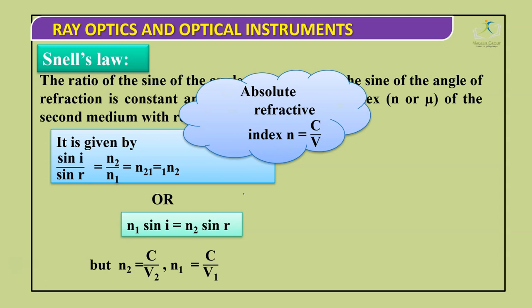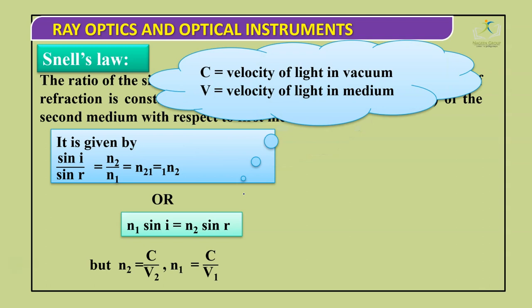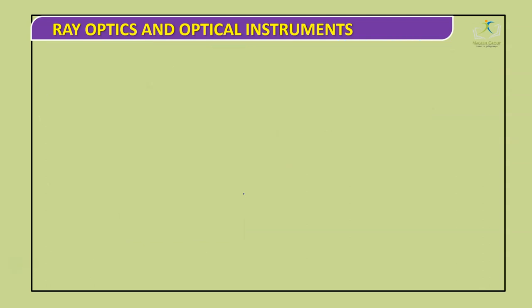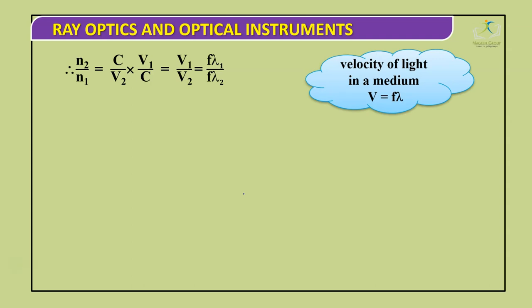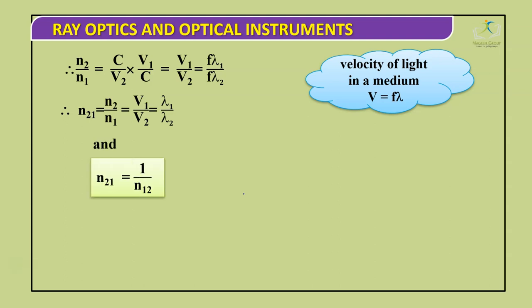What is the n over there? This is the absolute refractive index. c is the velocity of light in vacuum and v is the velocity of light in the medium. So n2 by n1 comes, as frequency remains the same, as lambda 1 by lambda 2. Velocity of light in the medium v equals f lambda. So from here we can say the refractive index of the second medium with respect to the first medium is lambda 1 by lambda 2 and v1 by v2. And n21 equals 1 by n12. It is called optical reversibility also.